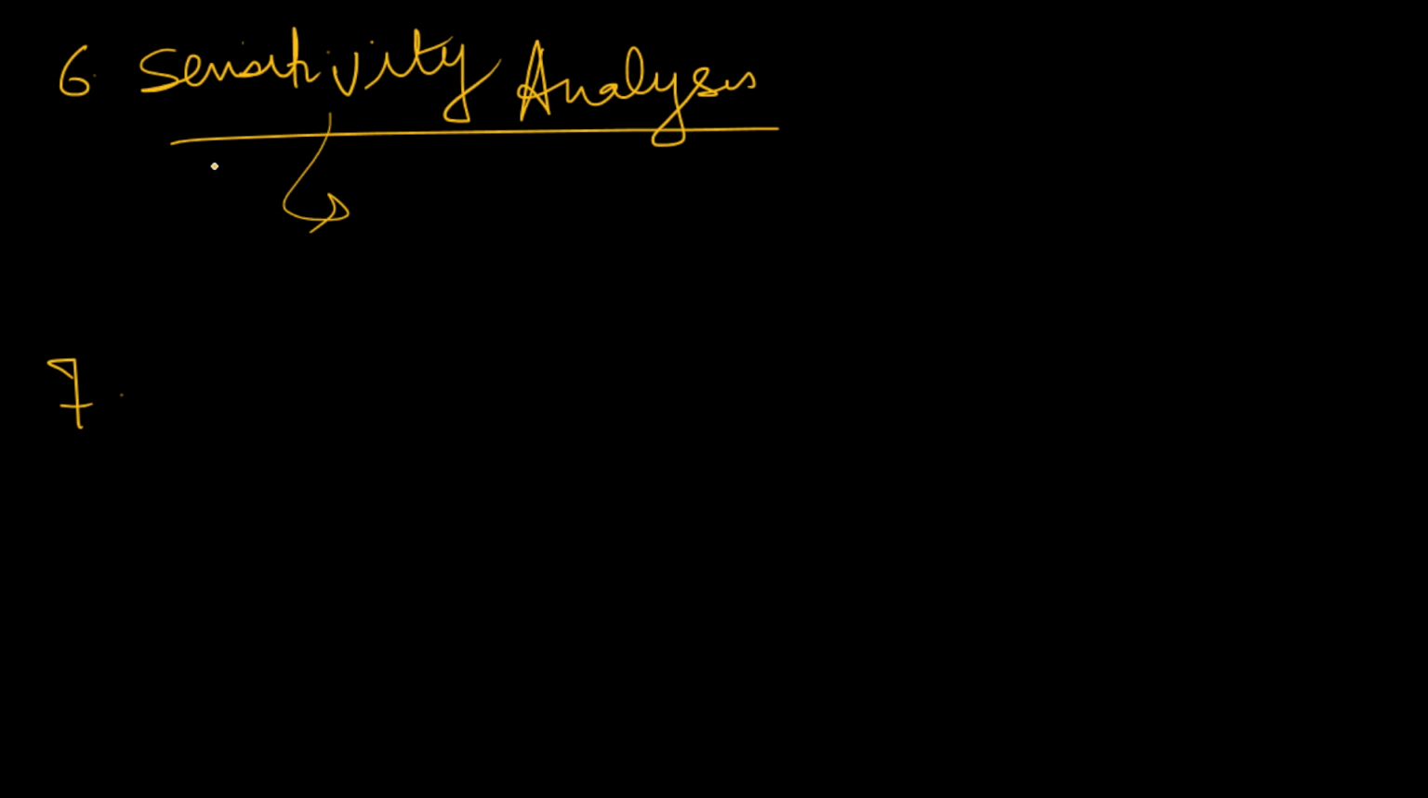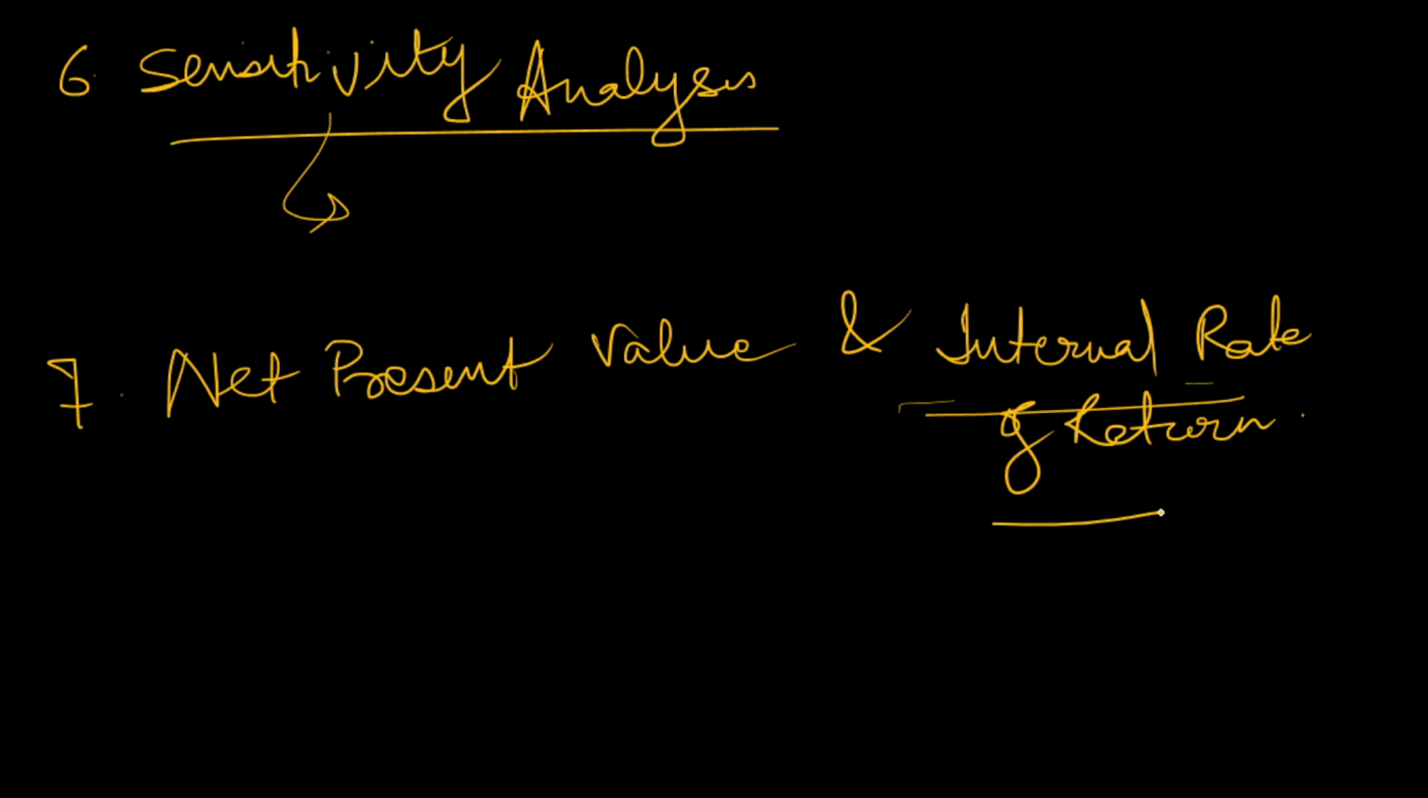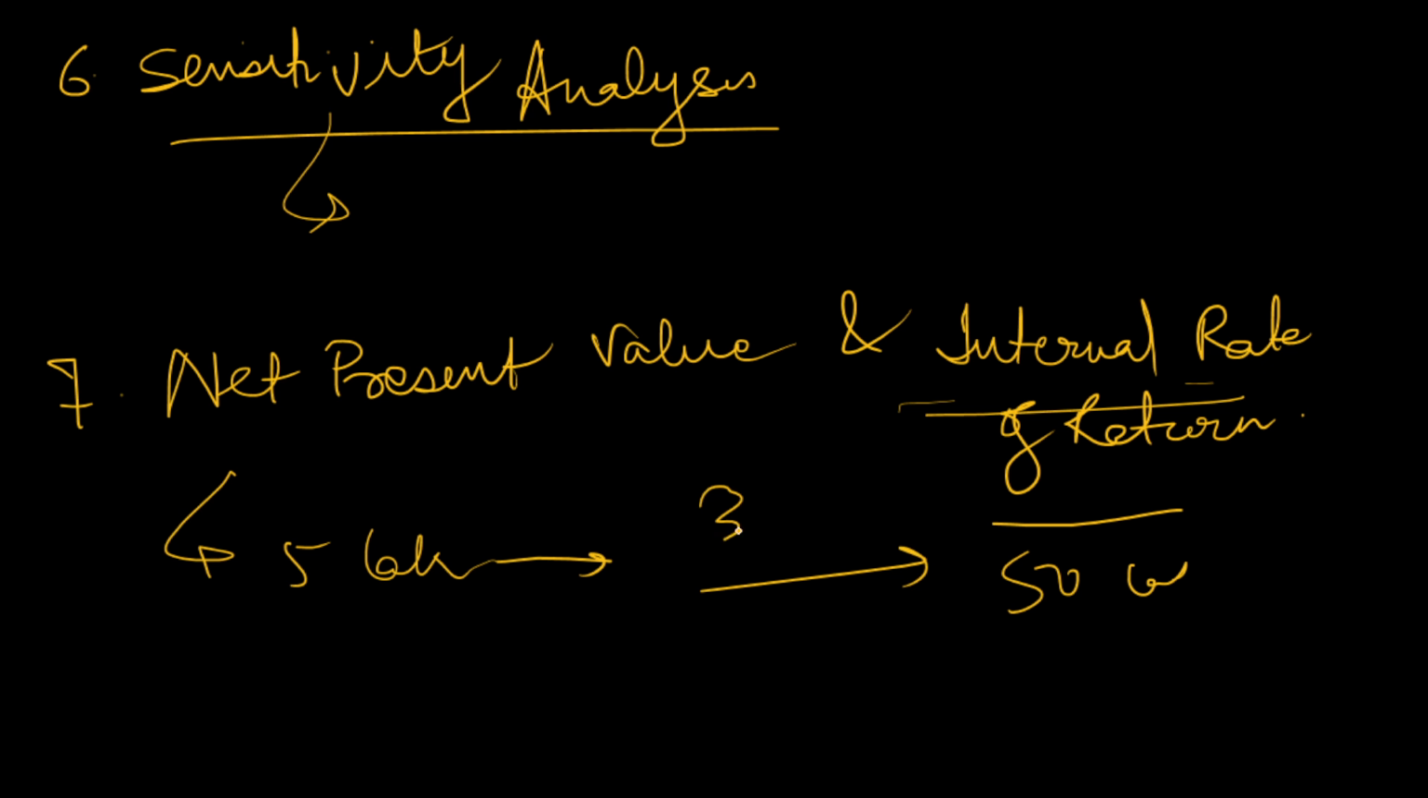Number 7, you can mention net present value and internal rate of return. These are tools used in investment appraisal that consider the time value of money. Suppose we are investing 5 lakh today and we are getting an income of 50 lakh, but after 20-30 years. Does it mean anything to us?